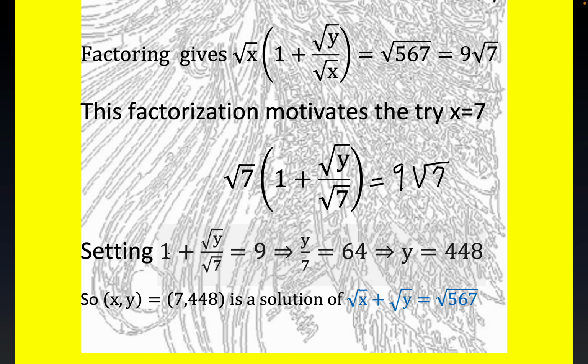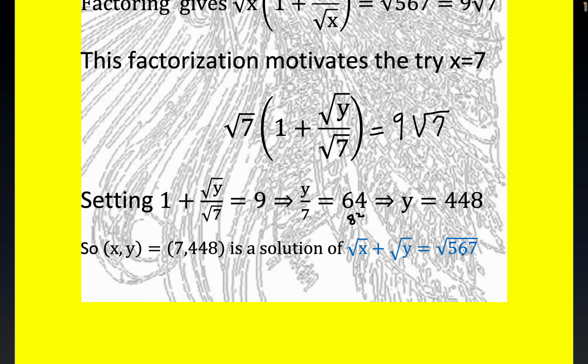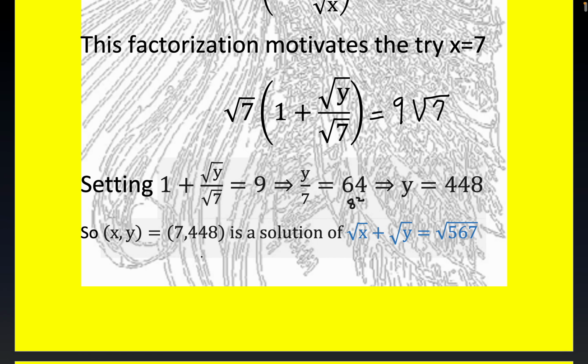Notice that we subtracted 1 from 9 to get 8, and this piece right here is 8 squared. When you multiply 7 times 8 squared and solve for y, you get 448. So that indicates that 7 and 448 is a solution. The natural numbers x equals 7, y equals 448 is a solution to this equation.